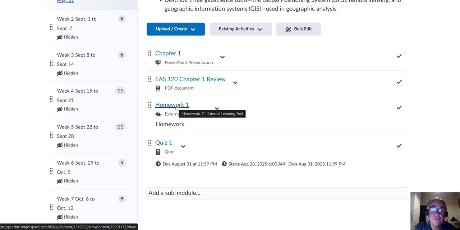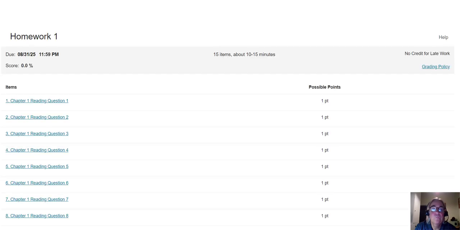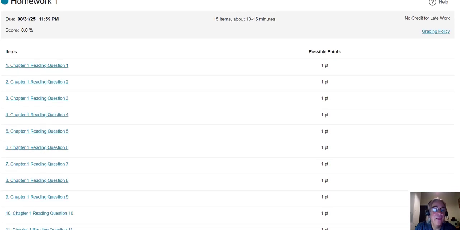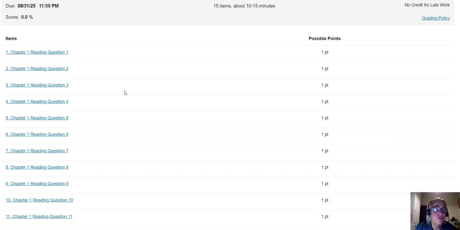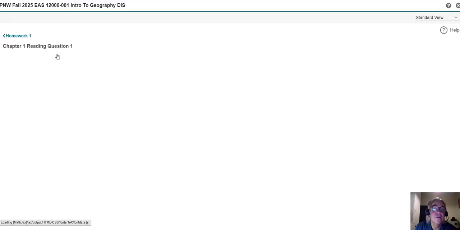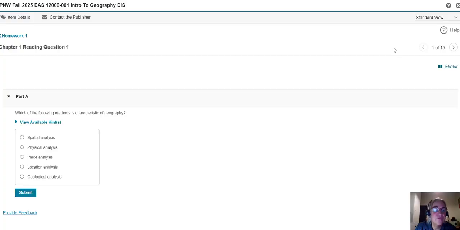Well, for the fun of it, let's see what homework 1 actually looks like. Now, you do get points for the homework. Okay, it's loading up here. The first homework has like 15 questions, reading questions, things like that. So let's just look at the first one, just so you see what it's like. I'm not going to answer it for you, but let's take a look at it. Typically, these are multiple choice. Which of the following methods is a characteristic of geography?